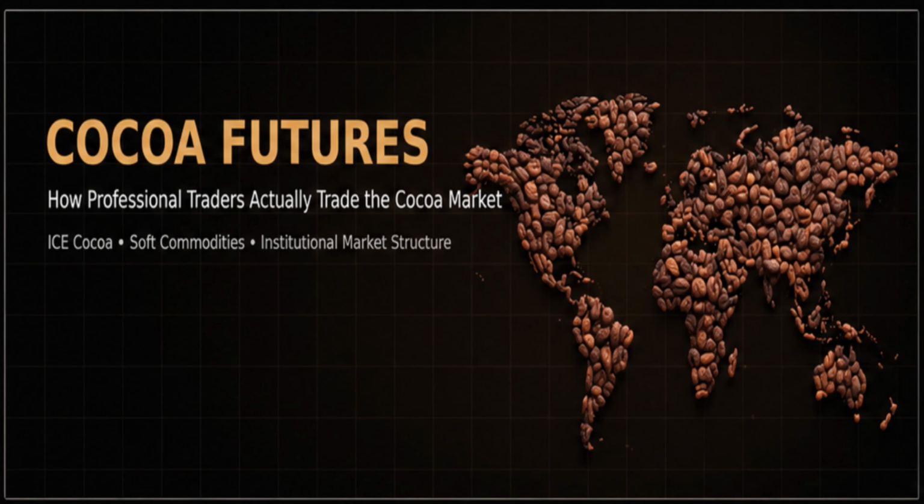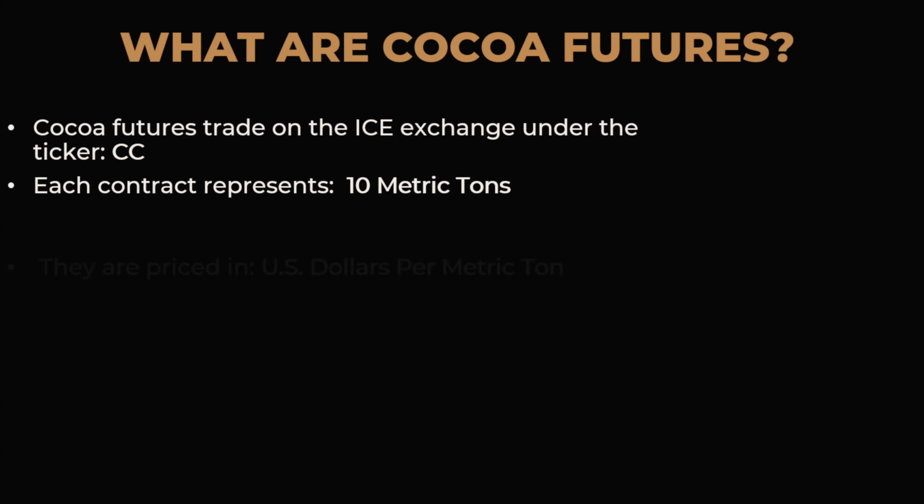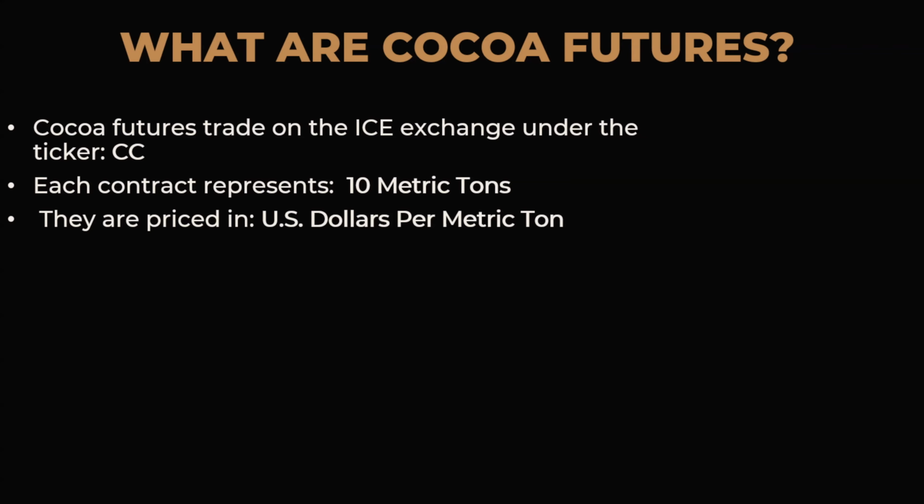So let's begin with the foundation first. What exactly are cocoa futures? Cocoa futures trade on the ICE exchange under the ticker symbol CC. Each contract represents 10 metric tons of cocoa, priced in US dollars per metric ton. Now, on the surface, this may sound relatively straightforward.